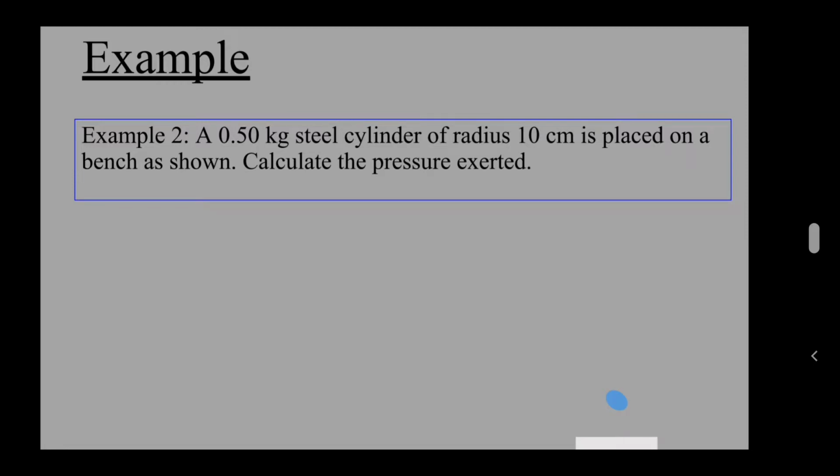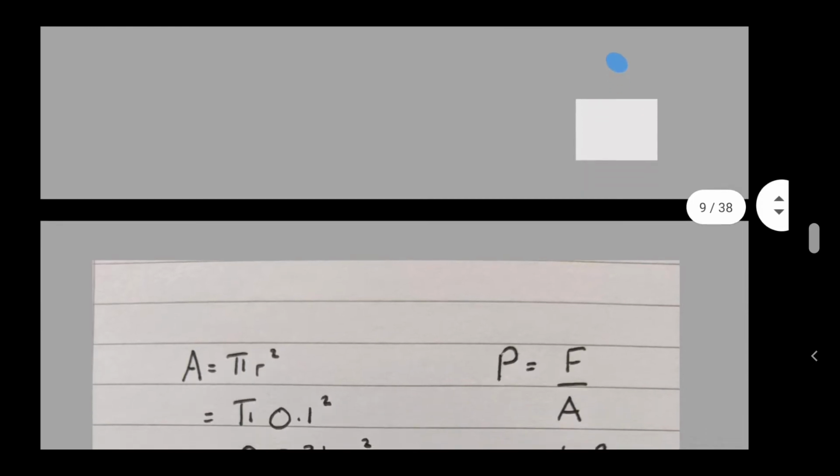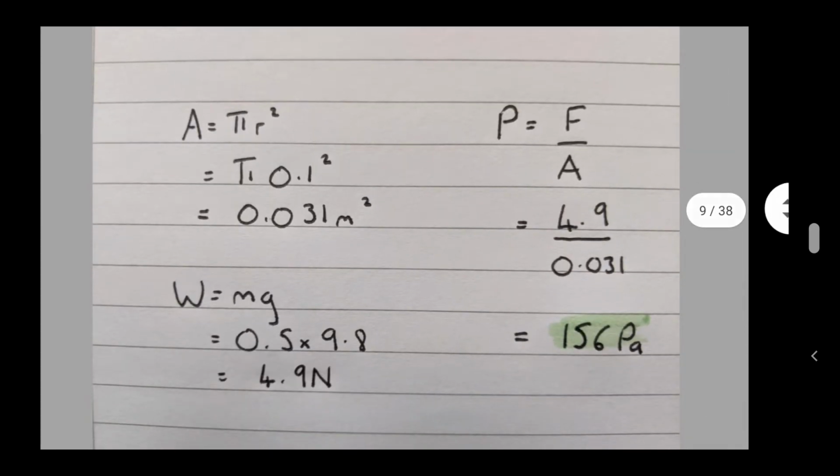Calculate the pressure exerted. Okay, and then we've got that weird diagram there. So this is how you would answer it. You use your equation, P equals F over A. Alright, how do you find the force? Well, if you've got something lying on something, then there's going to be a weight pulling it down. So then we do W equals mg.